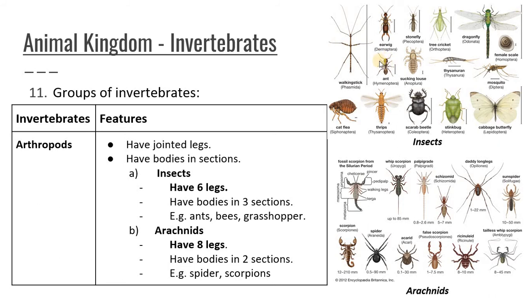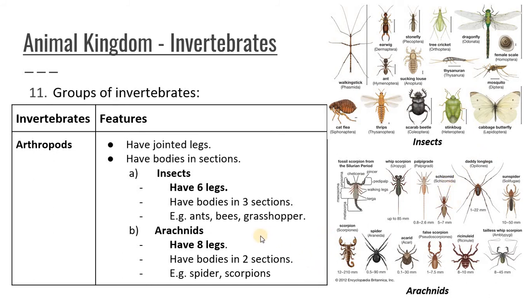This is the first section, second body section, and the third body section. Alright, so that's why if you look at all the insects, let's look at the grasshopper, sorry, the dragonfly as well. So see the head, body, the tail here. So all insects have 6 legs and they have bodies in 3 sections.